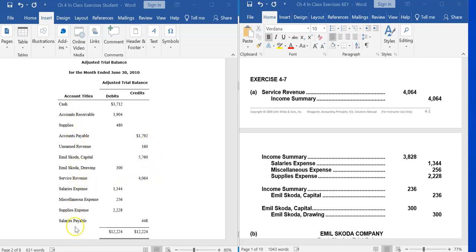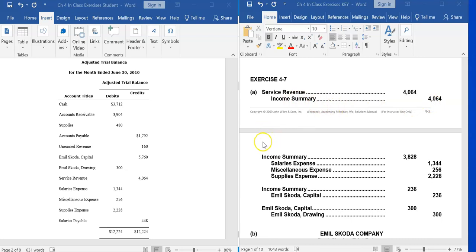Looking through their adjusted trial balance, we have one revenue account. It has a credit balance. To clear out that credit balance, we need to debit the revenue account. So our first closing entry will debit service revenue for its balance, and we transfer that account to income summary.